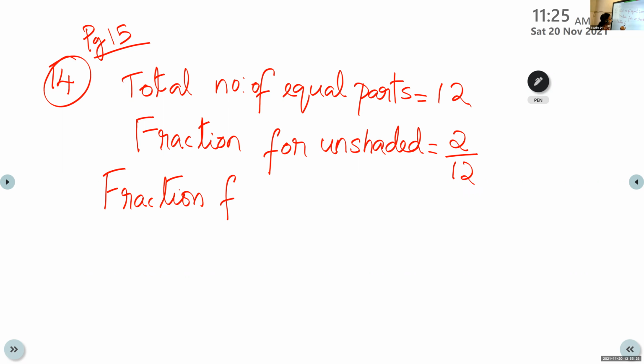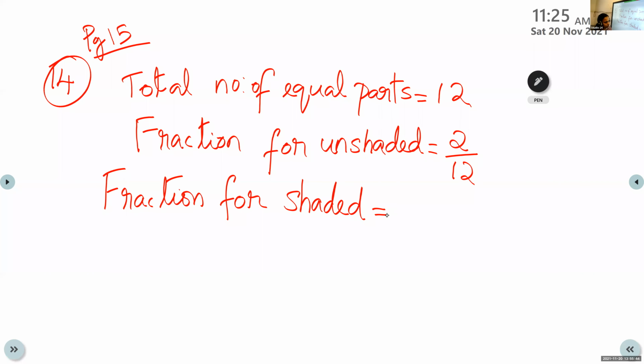See, children, it's clear from the picture how many parts are shaded. But which method do we have to use here? Subtraction. So you have to follow the same method, that is the subtraction method. Fraction for shaded. So what is the total, children, here?